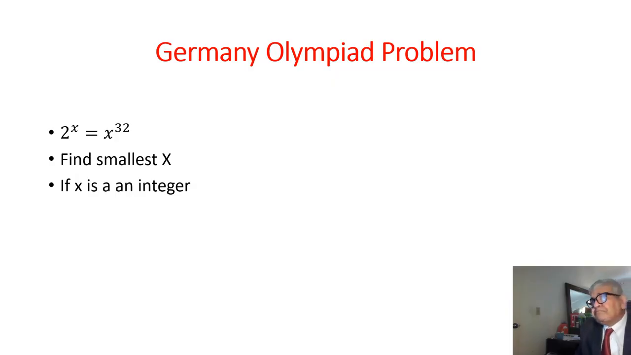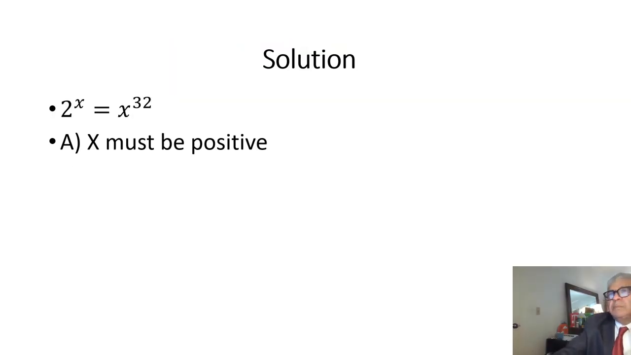Now in here, we have 2 to the x equal to x to the power of 32. We are looking for the smallest value of x, and the assumption is x is an integer. x can be 1, 2, 3, 4, 5, and so forth. As you can see in here, I wrote the problem again: 2 to the x equal to x to the power of 32.